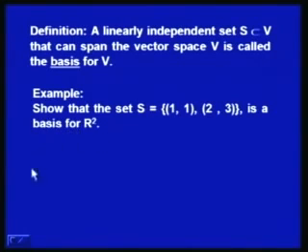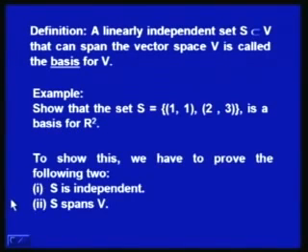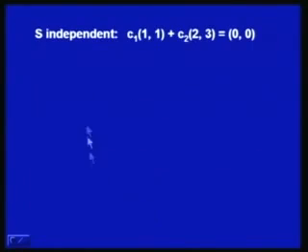Now, to establish this, we have to show two things. One is that S is independent, and the second is that S spans V. You can look at the definition. We have to have a linearly independent set, and then it should span V. So, these two things have to be there. So let us first check the linear independence of the set.